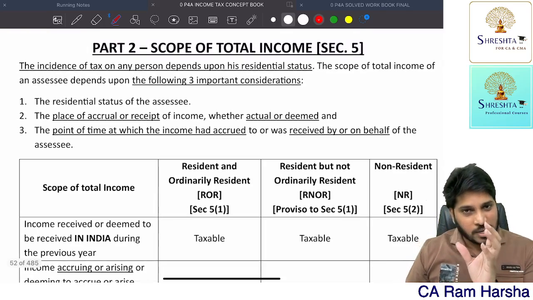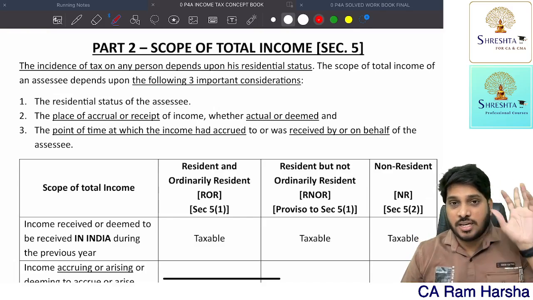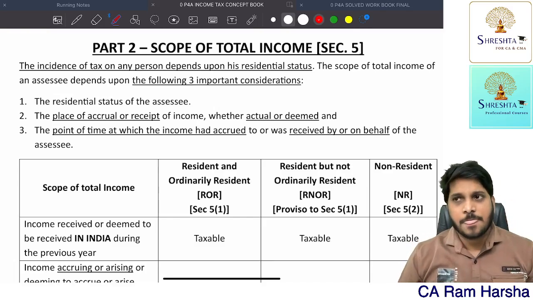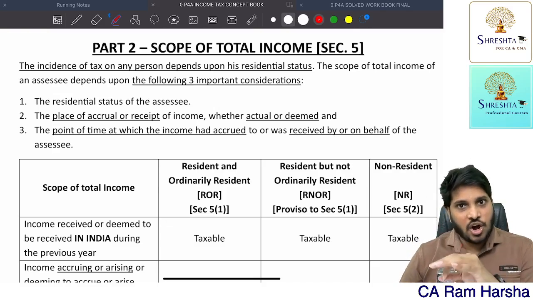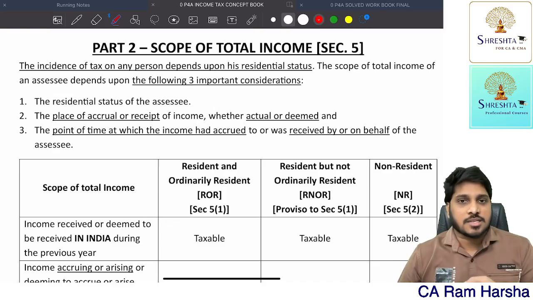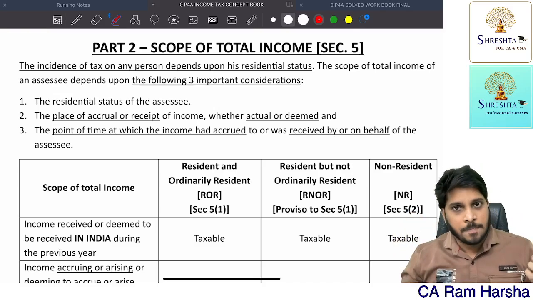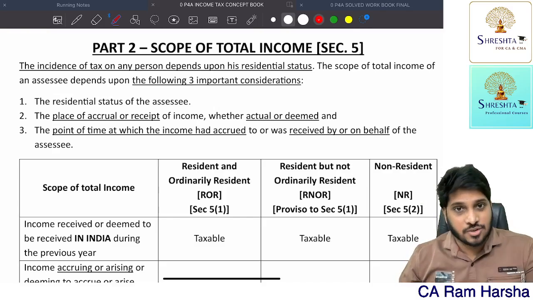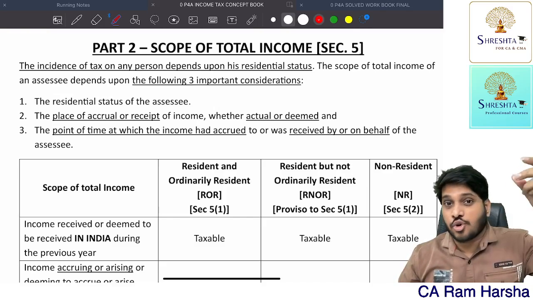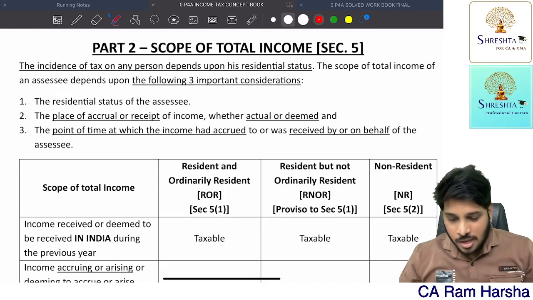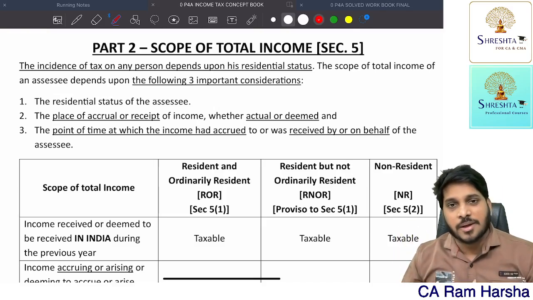In this chapter, one thing that we learn is the scope of total income and how to determine residential status. First, understand, income tax is not just levied by the Indian government. Yes or no? Income tax is not specific to our country alone. Income tax is levied by almost every country, depending upon the scope of total income defined in that country. In India, the scope of total income is defined in our income tax law, section number 5.